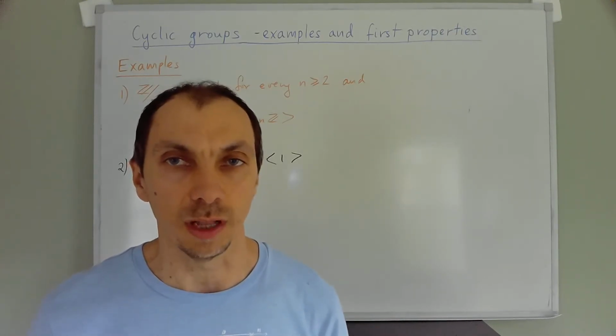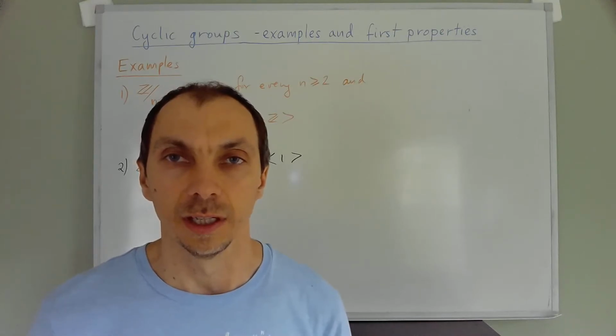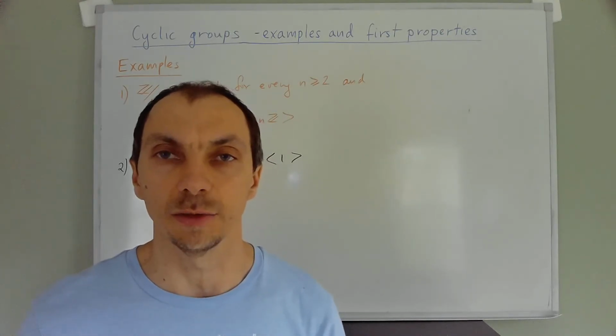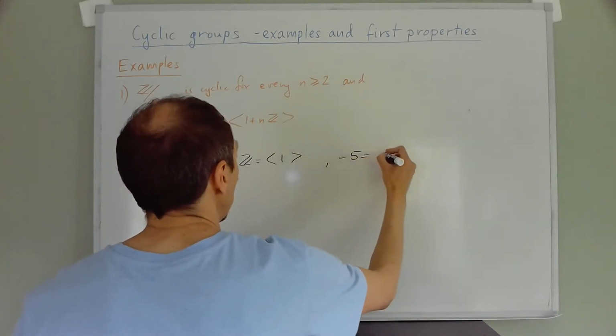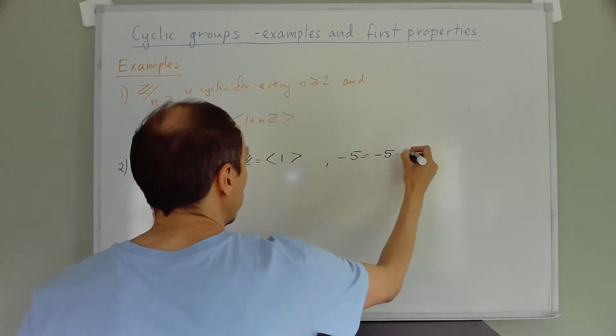It could be negative as well, right? N is allowed to be negative. So, I mean, the exponent is allowed to be negative. So how do I get minus 5? That's just minus 5 times 1.